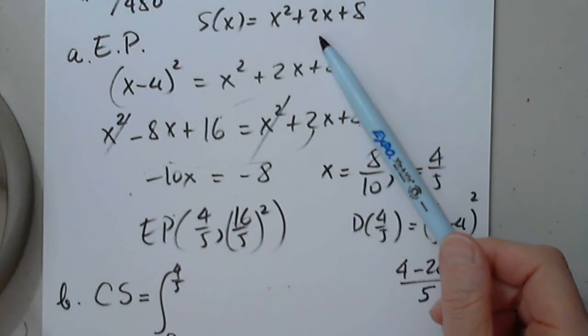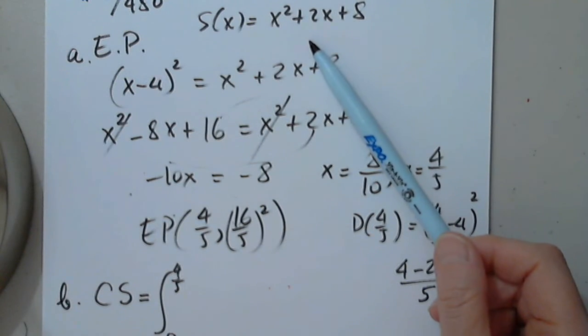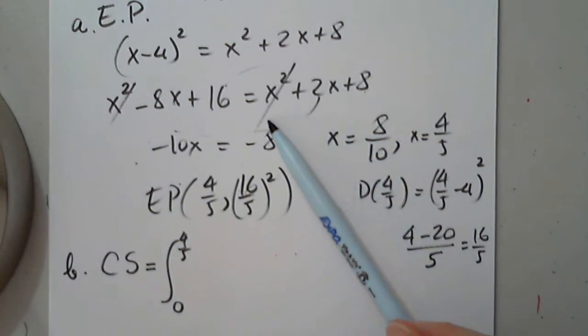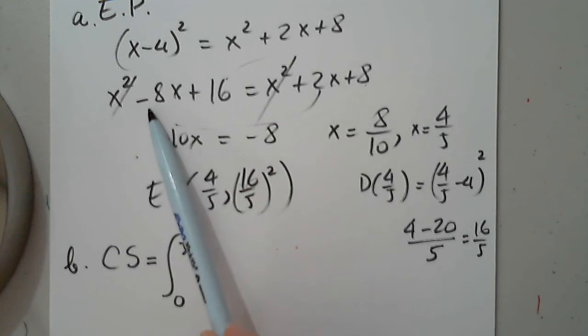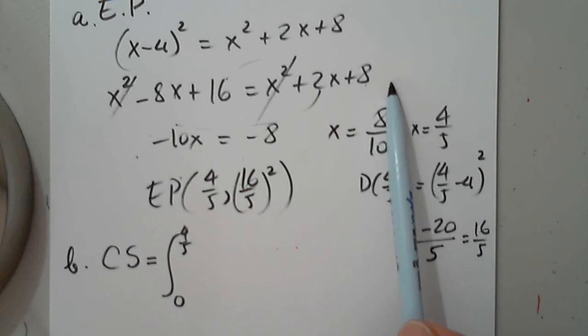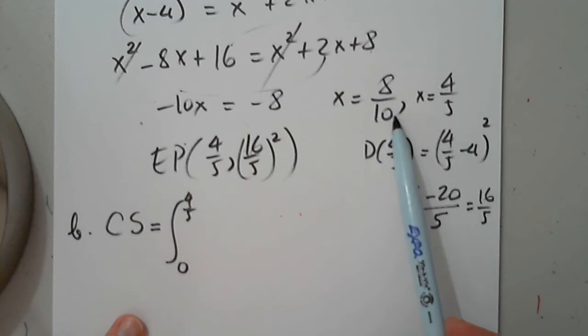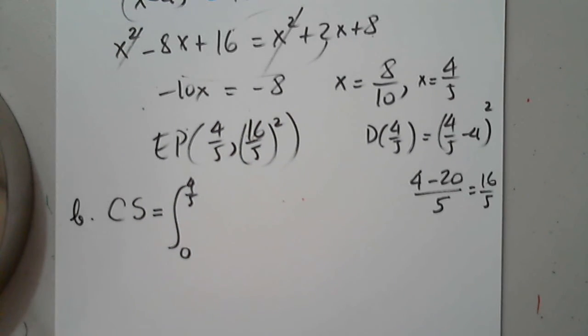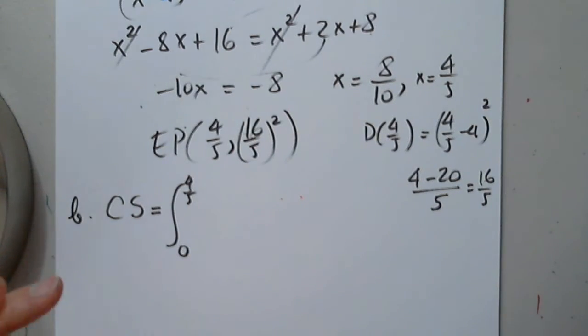Did I copy everything? It was x minus 4 squared, and then x squared plus 2x plus 8. Everything is okay, right? I'm moving 2x to this side. I have negative, I'm moving negative 16. Negative 16 plus 8 is negative 8. And yeah, it's all right, unfortunately. It's just an ugly number.